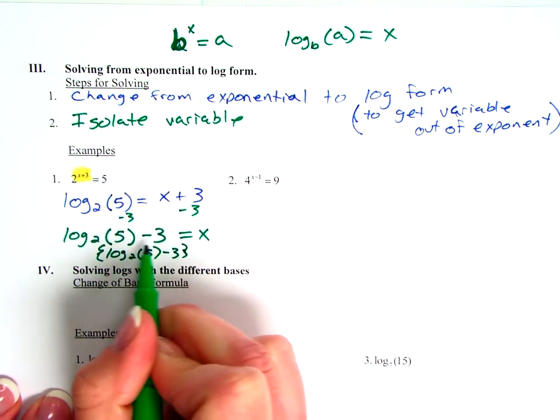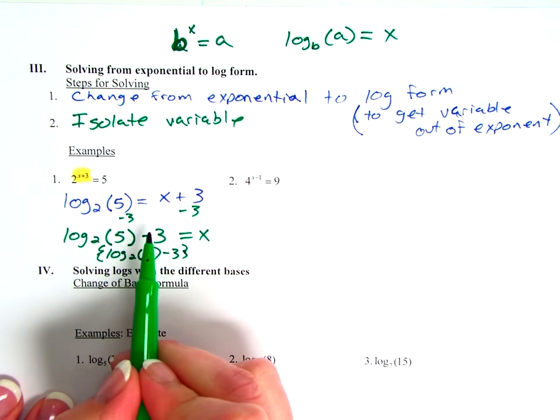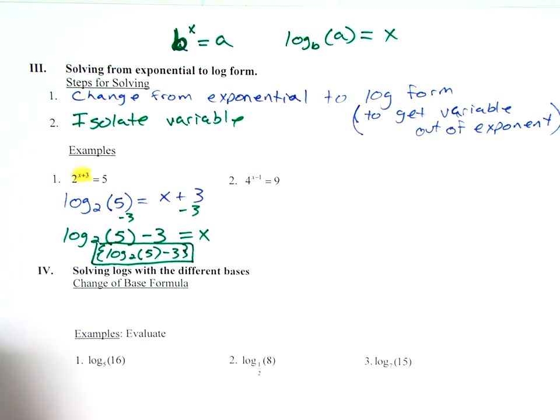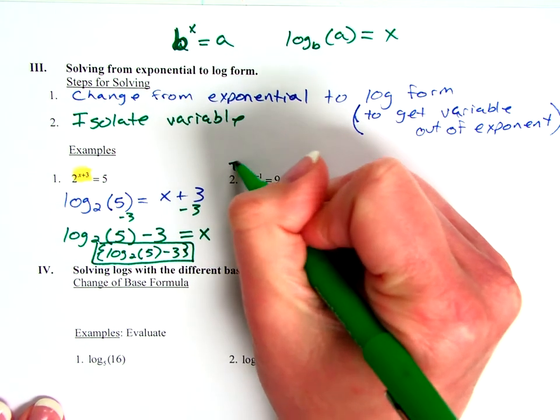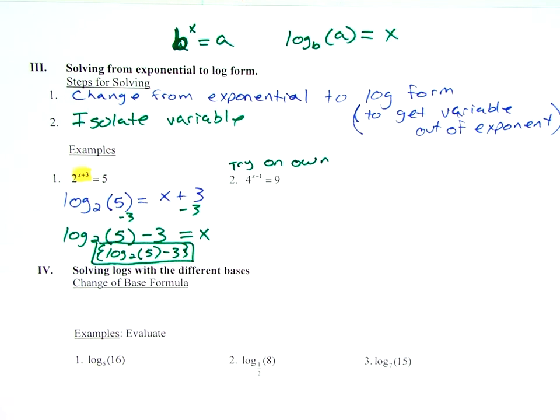Now don't try to put these together. We don't want to put it together with division because this one is a log and this one does not have a log attached to it. So this is just your final answer. And then you're going to go ahead and try number 2 on your own.